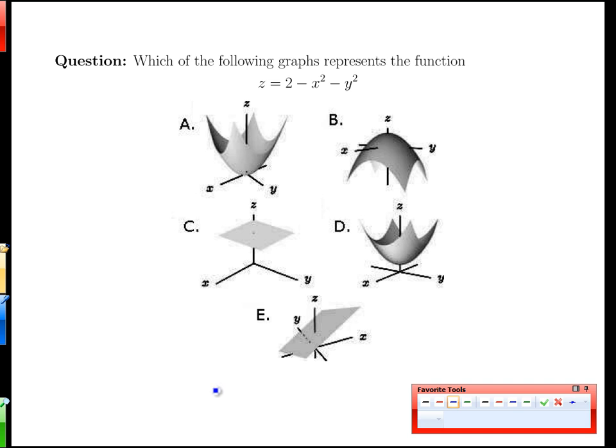In these next two pages, we're going to give you a chance to practice the recognition skills that we've been trying to build up till now, just by asking you to match up a function like this and the graph that it's associated with. So I'll give you a moment to think about that, look at the function, and then look at the shapes of the graphs and ask yourself which of these graphs matches z equals 2 minus x squared minus y squared.